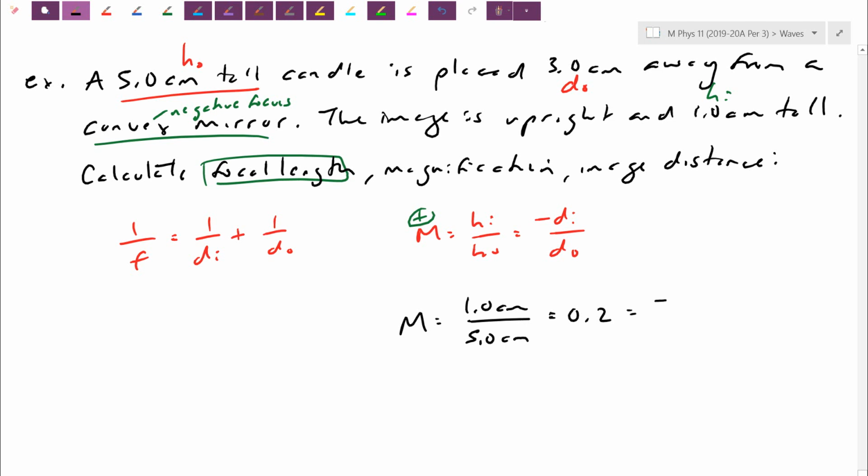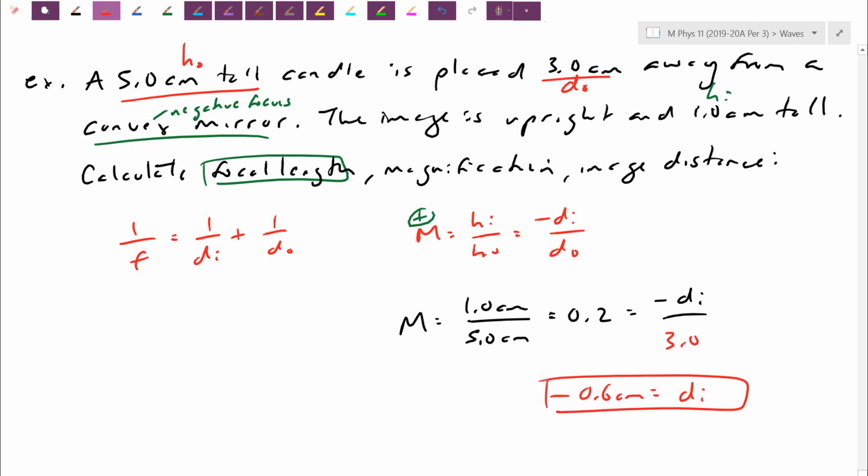This is equal to negative di over do, and we knew that the do was 3 centimeters. So let's plug in 3 centimeters here, and this equation gives us that di is negative 0.6 centimeters. I'm doing everything in centimeters because everything is just set up as a ratio. So there we go. We got the image distance, we got the magnification.